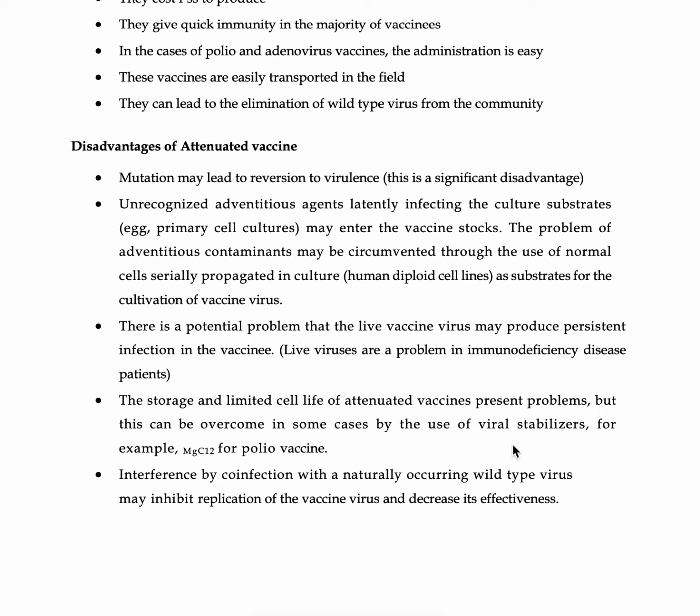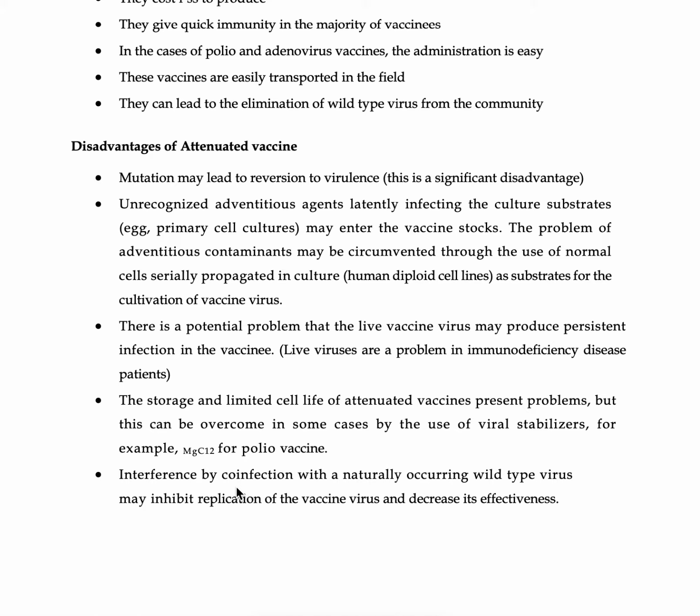And storing will be easier because the vaccine will be more stable. And interference by co-infection with a naturally occurring wild type virus may inhibit replication of the vaccine virus and decrease its effectiveness. I mean, we are using the live attenuated virus, so it can happen that you have vaccinated a person with this attenuated virus, but that person simultaneously gets infected by a wild type version of the virus.